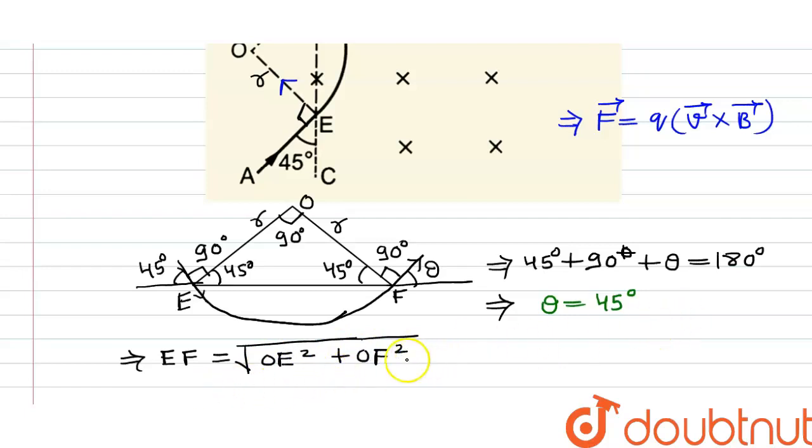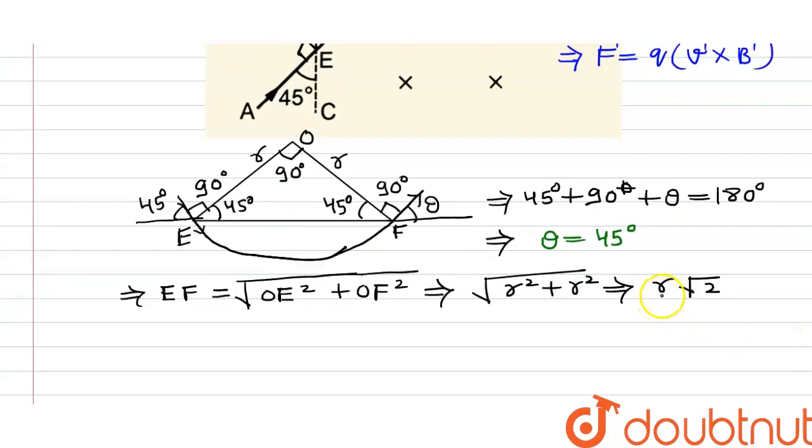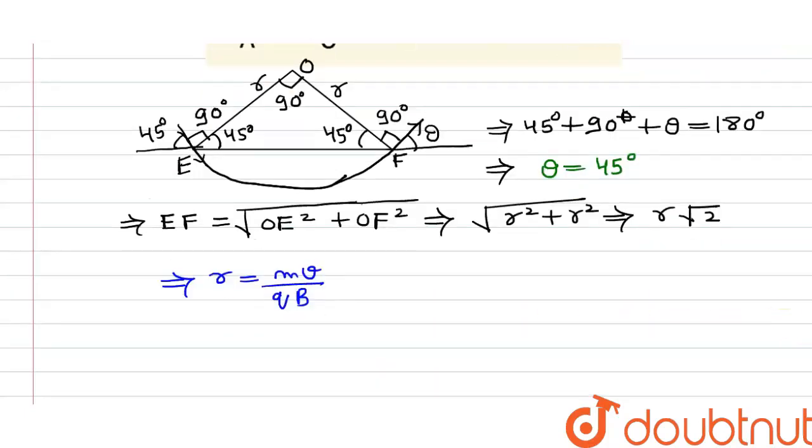So what is the value of OE and of OF? It should give us R square plus R square, which will give us R multiplied by square root of 2. Now we need to find the radius of the circle which is traced by the particle moving perpendicular to the magnetic field. So we know that radius is given by mv divided by QB. So we can put this value in this equation and find out the EF value.